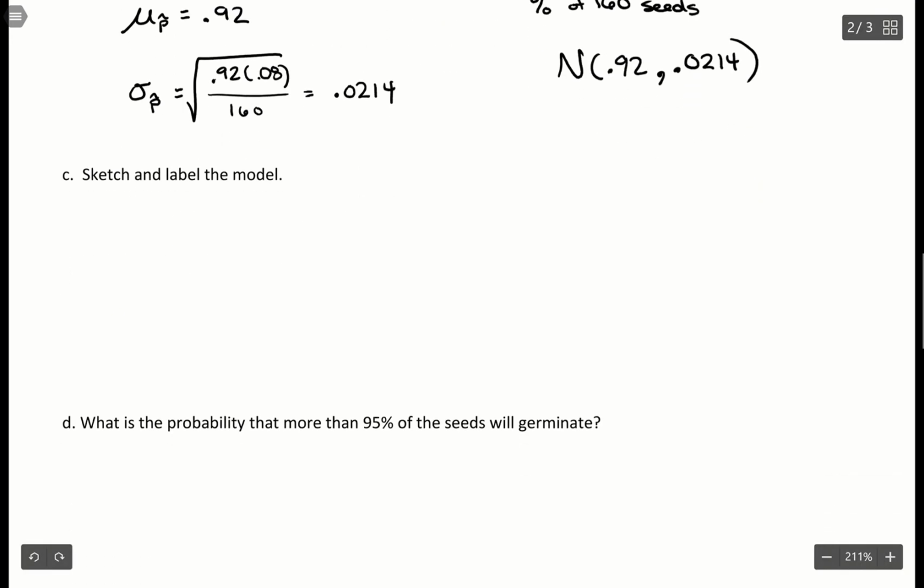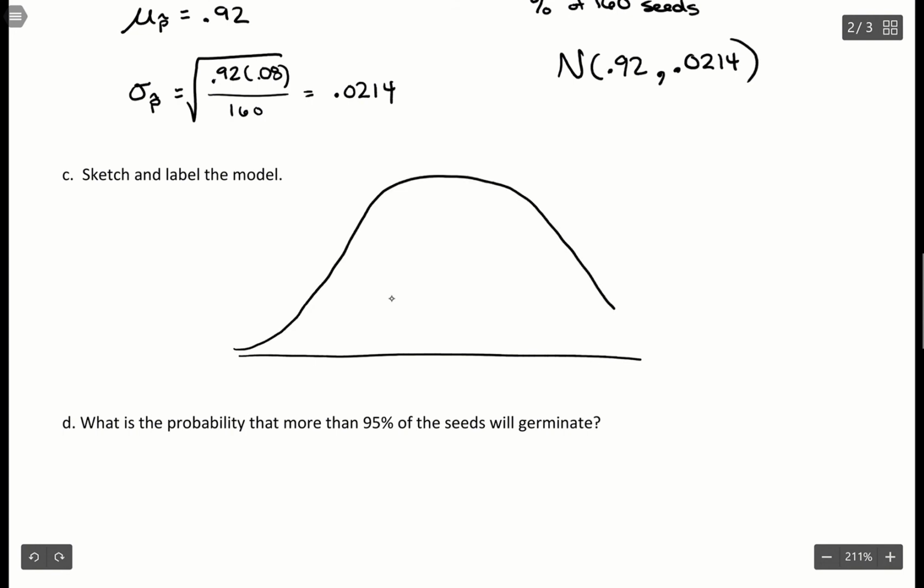So sketching and labeling a model, we can get this picture going of a nice bell-shaped curve. In the middle, we'll have 0.92, and then let's go two standard deviations above and two standard deviations below, just using jumps of 0.0214. We'll have 0.9414, 0.9628, 0.8986, and 0.8772.